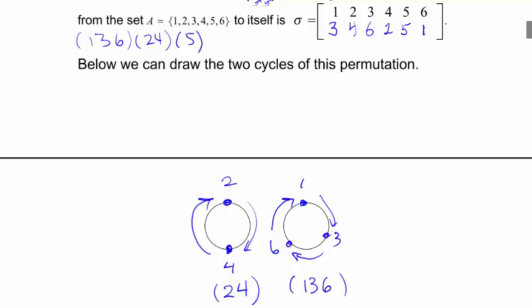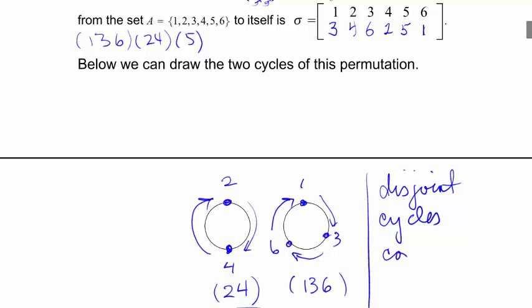When cycles are disjoint like this, they don't share any elements of A in them. You don't see an element of A twice. That means it doesn't matter if you put this on the left or this on the right. In other words, it's a little early to tell you this, but disjoint cycles commute. And this, in fact, is one of the elements of the group.